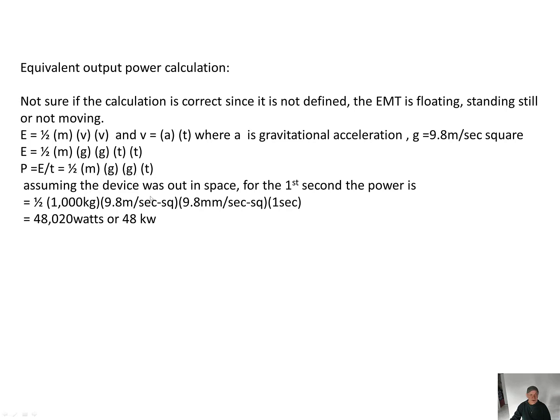Assuming the device was out in space for the first second and the payload is 1,000 kilograms. So we assume that it starts from 0, and what would be the power or the energy required for the first second of operation. So it'll be half, 1,000 kilograms times 9.8 meters per second squared times 9.8 meters per second squared times 1 second. It comes out to 48 kilowatts.